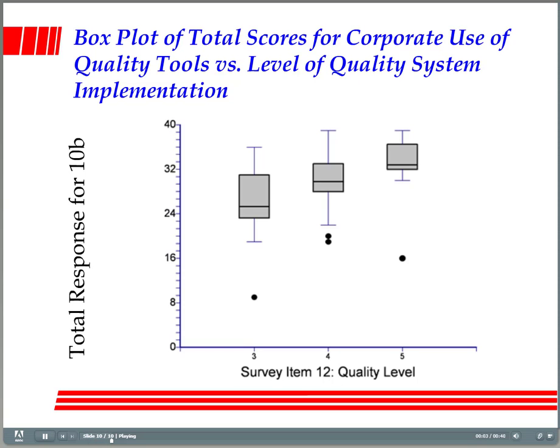On this slide, we have some further validation of the R value that was discussed on the previous slide. Here we have a box plot, and it shows for levels 3, 4, and 5 of quality what the totals were for the use of quality tools from the survey respondents. And although this relationship would have to be explored further, it does give some strength to the idea or concept that you might be able to predict quality level based on the use of quality tools.